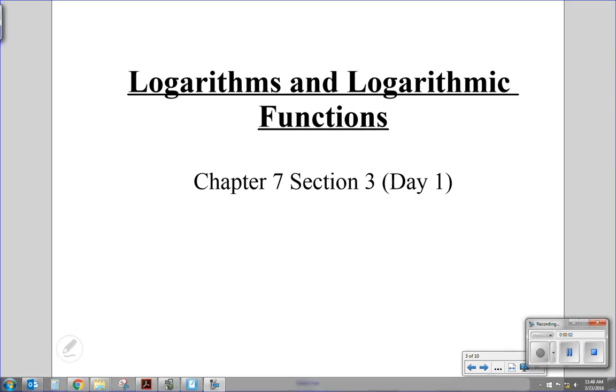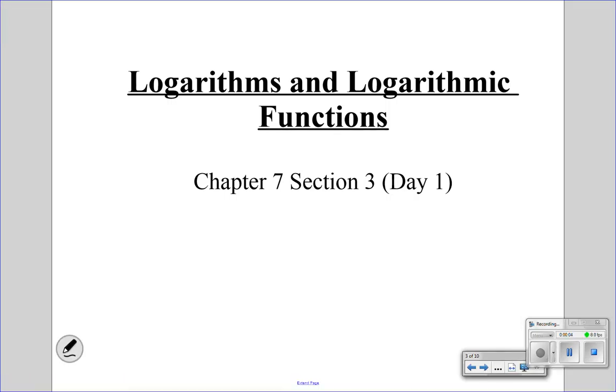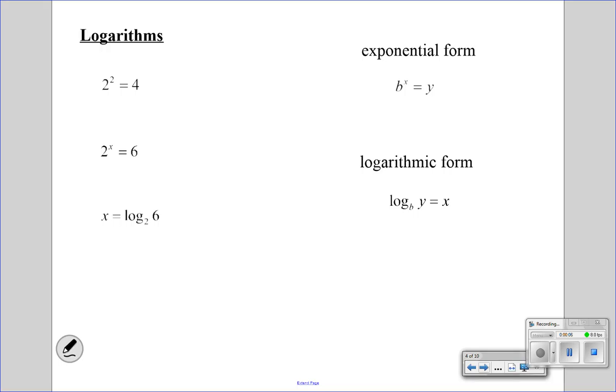Today we're going to talk about logarithms and logarithmic functions. Alright, so we know that 2 squared equals 4. But if I asked you 2 to the x equals 6, you probably couldn't come up with that number off the top of your head, because 6 is not a perfect power of 2. So, the way that we solve this for x is by changing it to logarithmic form.